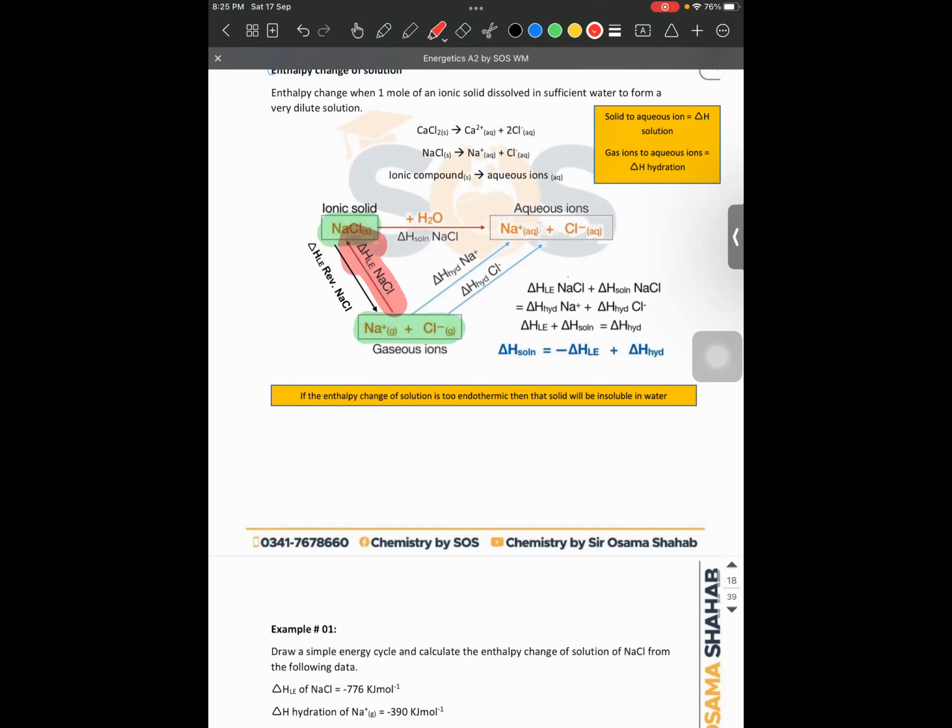In today's class, we learned that if solid NaCl decomposes or transfers into aqueous ions, this is the enthalpy change of solution. This is the new thing we learned today. And the other new thing is that if a gaseous sodium ion is converted into aqueous, or a gaseous chloride ion is converted into aqueous, this conversion is known as the enthalpy change of hydration of each specific ion, right?